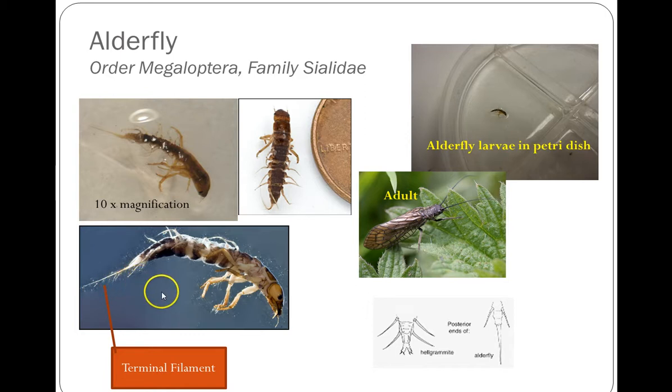Whereas, remember, the Hellgrammites had 2 pairs of prolegs with a pair of hooks on each one. So you can see that down here. This is the end of the Hellgrammite, and this is the end of the Alderfly. That's an important distinction to be able to make, because Alderflies are typically a little bit more tolerant of pollution than Hellgrammites. And then this is what an adult Alderfly looks like.